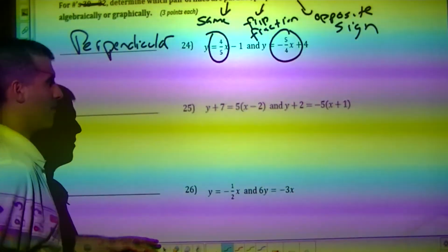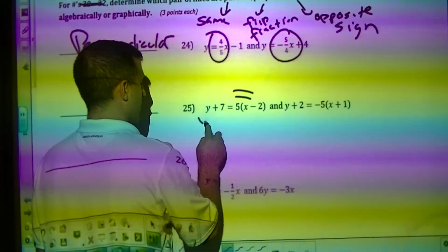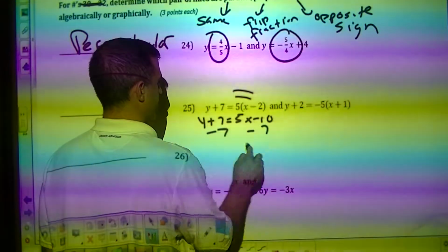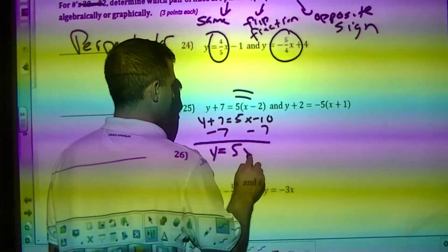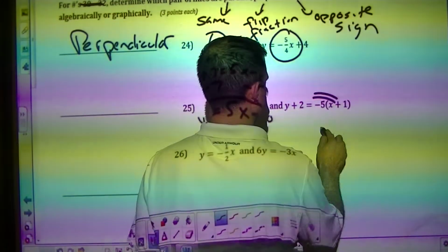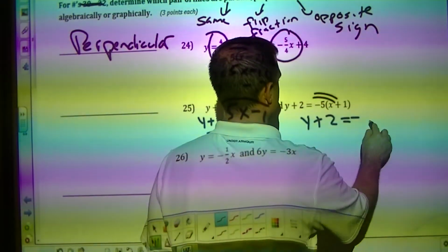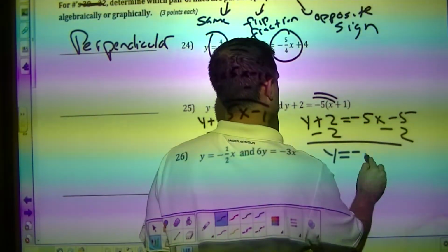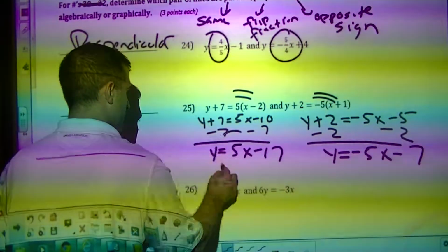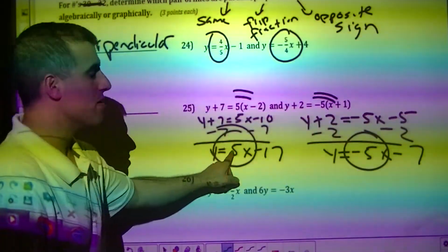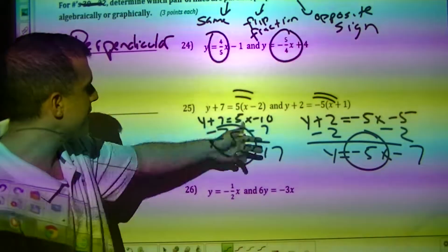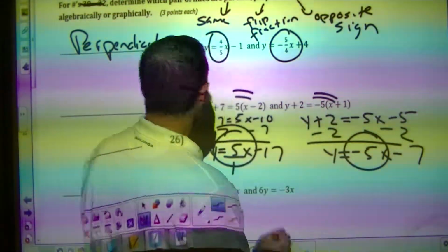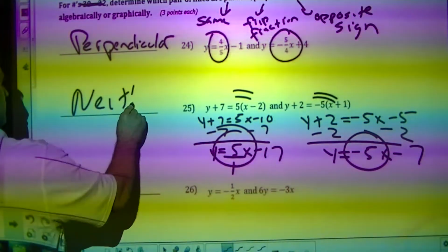Okay. Now, on this one, that's y plus 7, 5x minus 10. Okay, minus 7, that's 5x minus 17. That's going to be y plus 2 equals negative 5x minus 5. Subtract 2, that's going to be y equals negative 5x minus 7. Now, all I care about is the slopes. Okay? Now, they're not the same. Did the fraction flip? Okay, so did that go to 5? That's really 5 over 1. Did that turn into 1/5? No. So this is going to be neither.